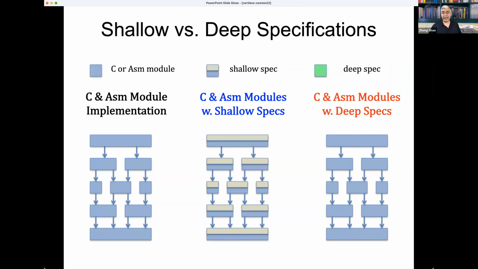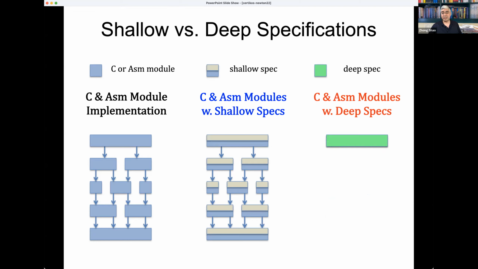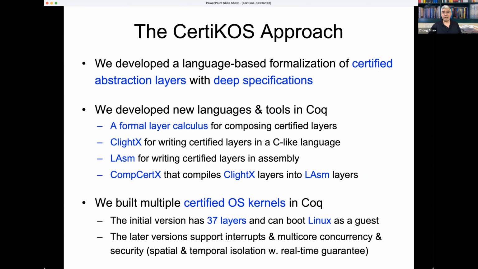That's our notion of a deep spec. And if you can do that, then when you are verifying every module, you don't actually need the underlying code because the spec already said everything. So we can do incremental verification, and we can derive a desirable property from the specification alone. The CertiKOS approach in general was to develop a language-based formalization of this notion of a certified abstraction layer with deep spec.